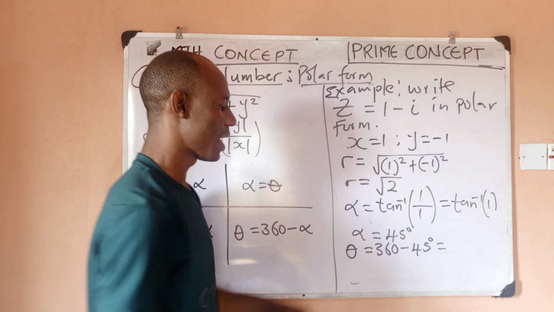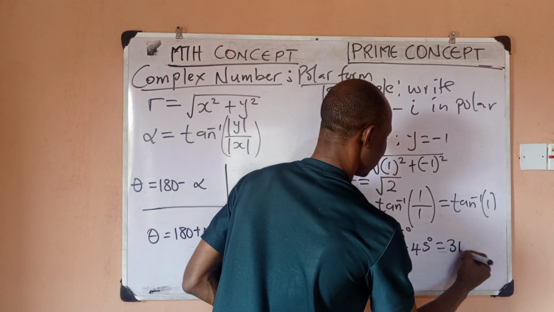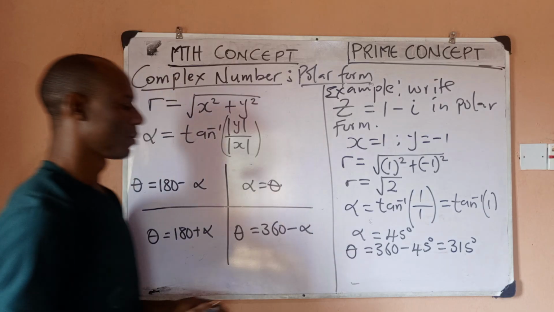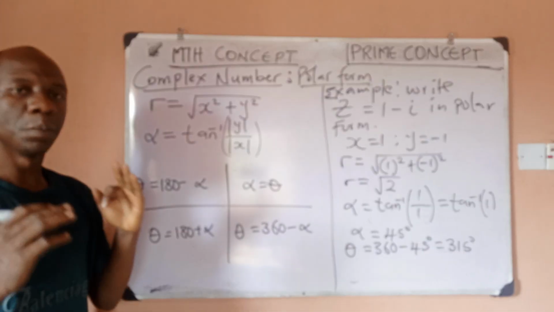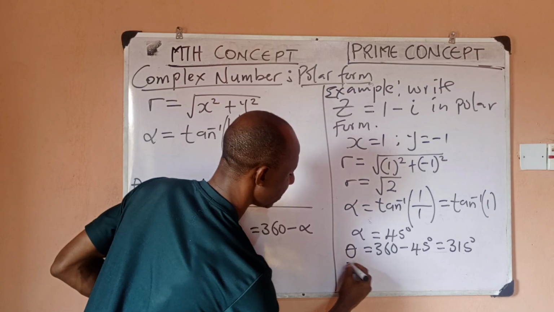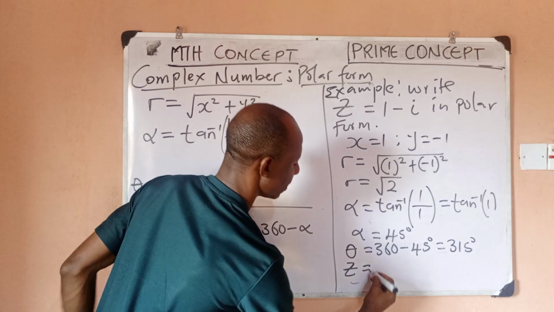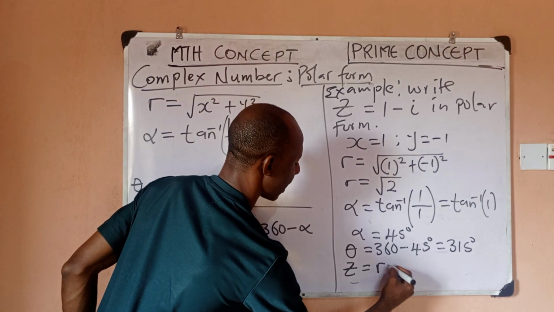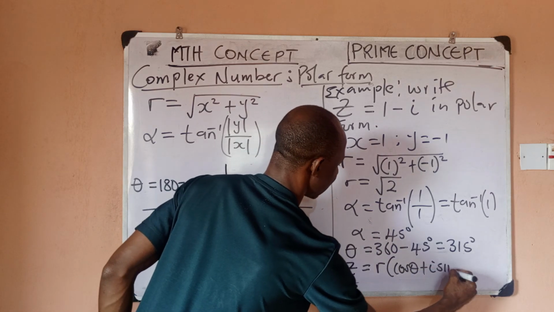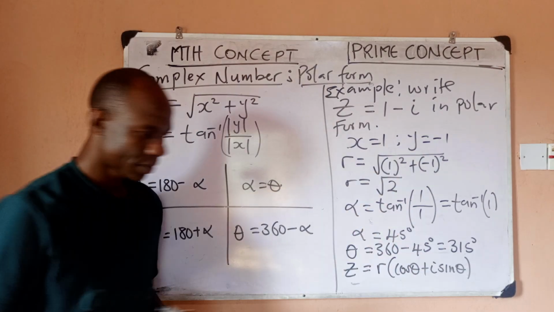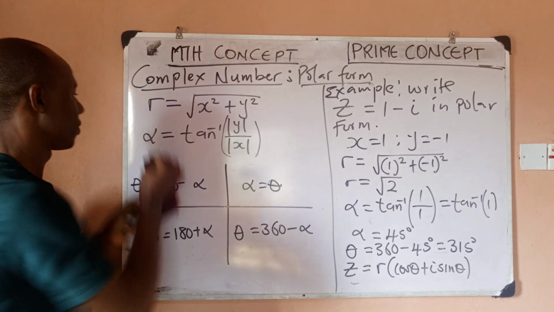If I remove 5, I have 15. 315 degrees is my theta. So for me to write this in polar form now, I'm going to simply say that z is equal to r into cos theta plus i sine theta.